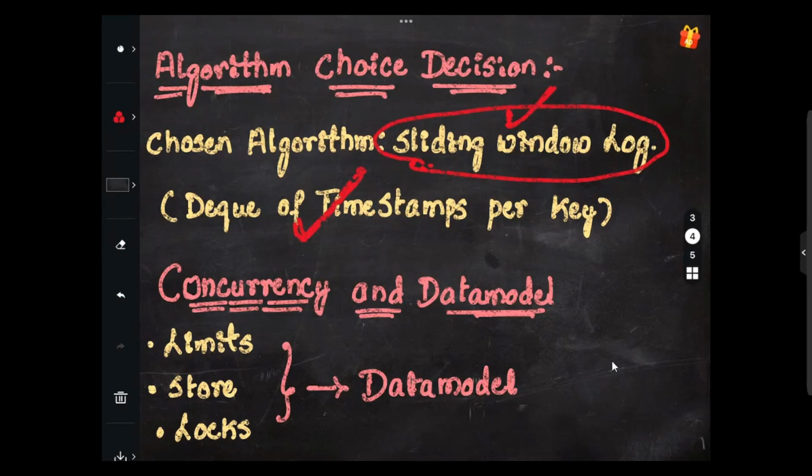Or we can just go with Redis plus Lua scripts, right? For distributed, consistent enforcement with atomicity, we can make use of Redis plus Lua scripts, right?